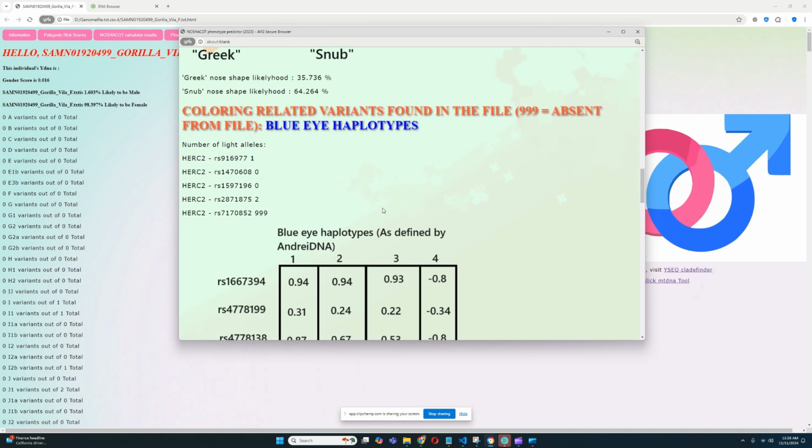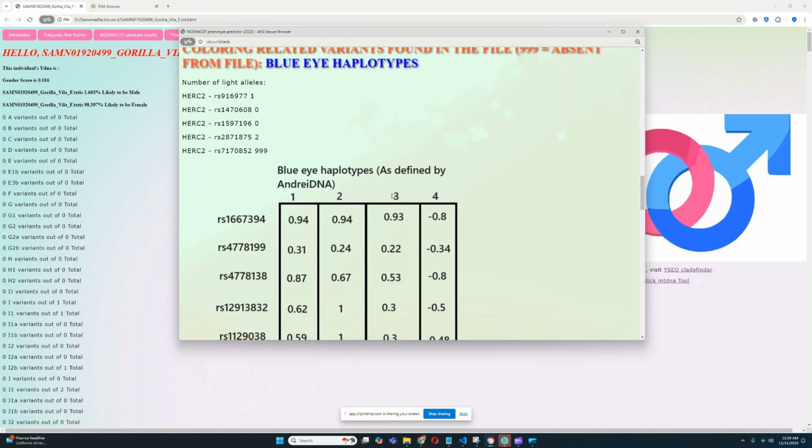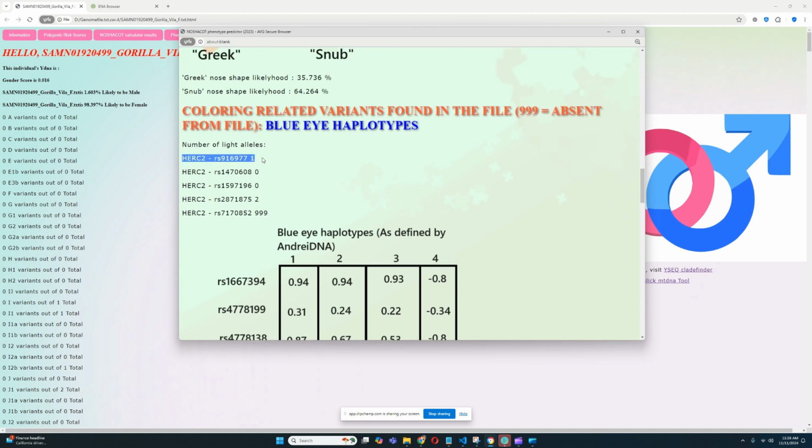Now, if we look at coloring related variants, it's quite interesting to see that she's heterozygous in this variation of HERC2. Her being heterozygous, that means that there is some variation among the gorilla population. Either that or there's a miscall in this file, but it's very surprising that she's heterozygous for this variation. Very, very surprising.